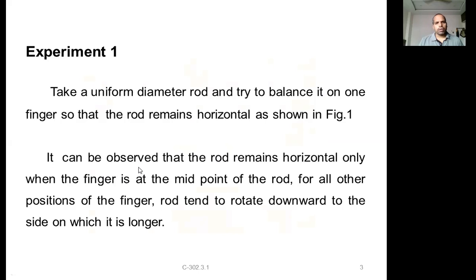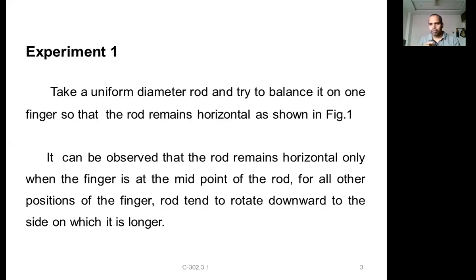It can be observed that the rod remains horizontal only when the finger is at the midpoint, when the diameter of the rod is uniform. If you keep one side more and one side less, it will not get balanced, it will fall down. So try to keep it so that it will be balanced. It remains in a horizontal position when the finger is right. At what point will it be horizontal? At what length?